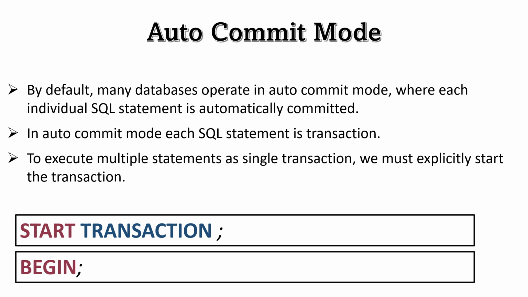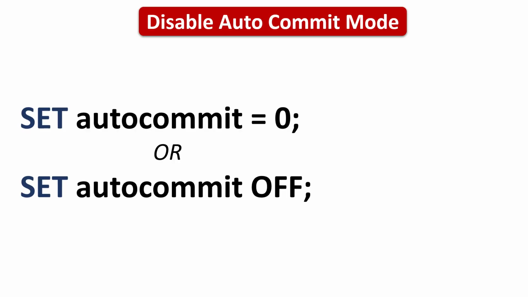Now suppose you don't want this auto commit mode, or we can say you want to commit or roll back manually. Then you can use the below command to disable the auto commit mode. So you have to write set autocommit equal to 0, or you can also write set autocommit off and then just execute this query. So by executing this query, we are turning off the auto commit mode of MySQL.